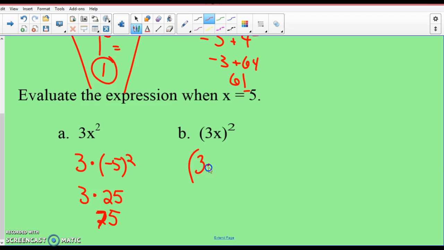Parentheses. 3 times x, but x is negative 5. Squared. Now, when it is written like this, what do I have to do first? Correct, I need to do what's in parentheses first. What's 3 times negative 5? So negative 15 squared. What is negative 15 inside parentheses squared?